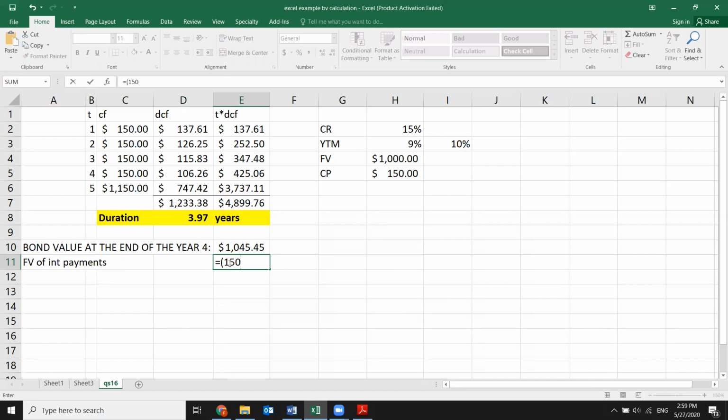So the future value of interest payment will make you $150 times 1.10 to the power of 4. I'm sorry. $150 every year times 1.10 to the power 4.